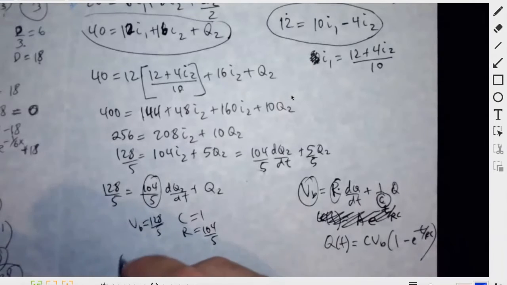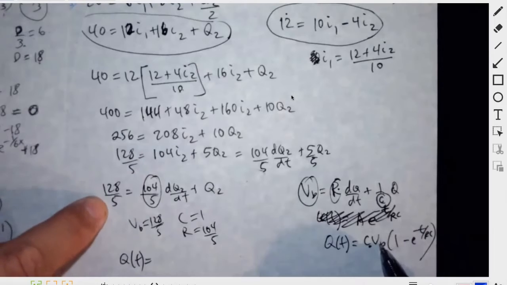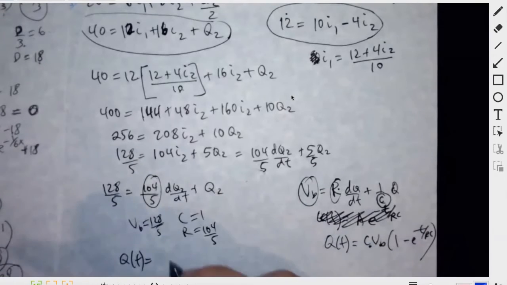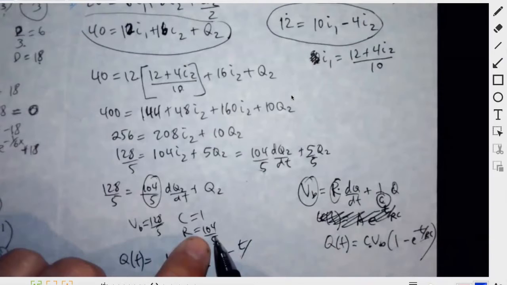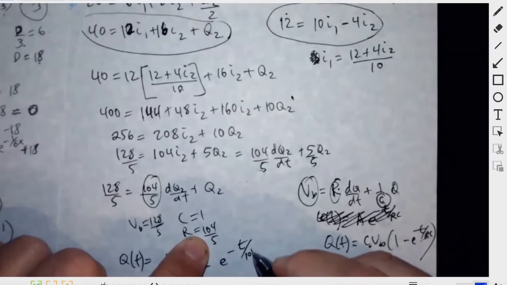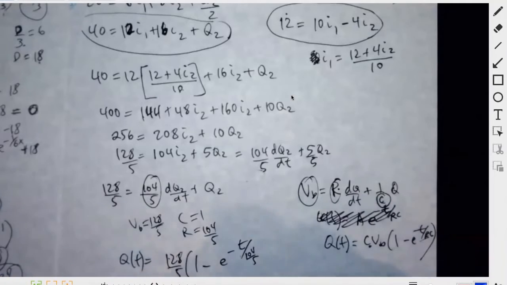So in my case, what's going to be the solution for q(t)? C in my case is 1. VB is this guy, 128 over 5, times (1 minus e to the minus t over RC). So this is my R, 104 over 5, and my C acts like 1 in this case.